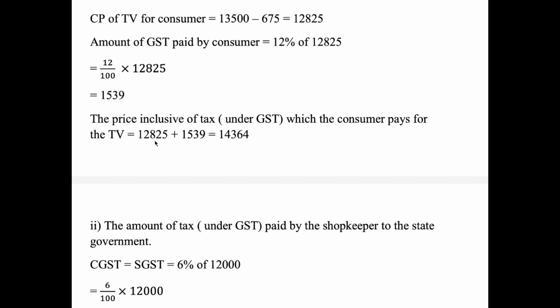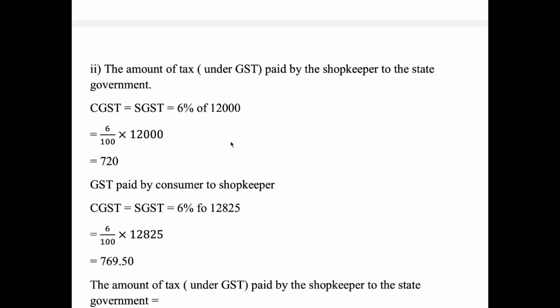So the price inclusive of tax under GST which the consumer pays for the TV is 12,825 plus 1539. So that comes to 14,364. Come to the next part of the question.